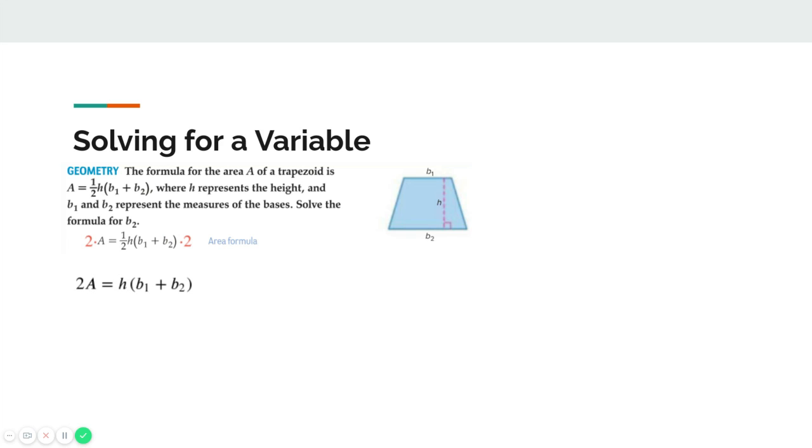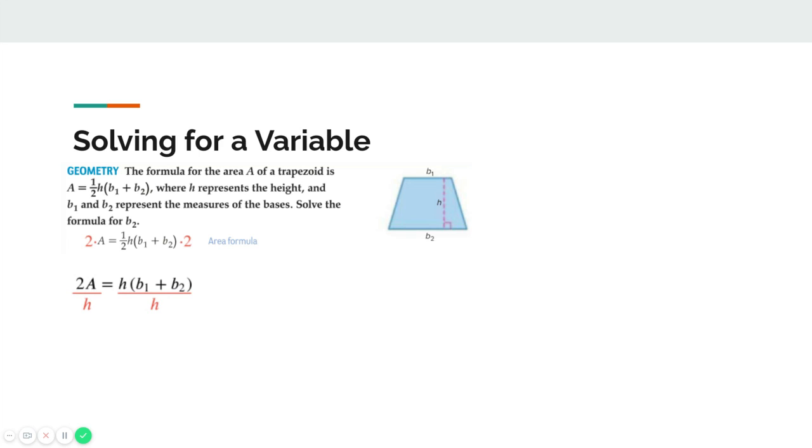And this would be what you would have after simplifying. But we still can't quite get into the parentheses yet. We have to get rid of the H. And think here, the operation that's going on between the H and the parenthesis is multiplication. So the opposite of multiplying would be to divide both sides by H.